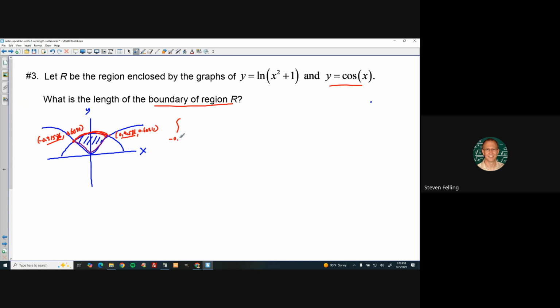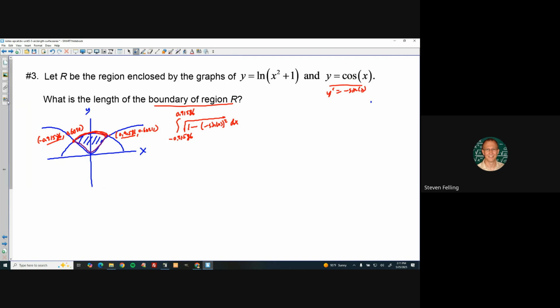Negative 0.91586 to positive 0.91586. And then we will take the square root of 1 plus the derivative squared. So the derivative here would be negative sine of x. So I'll plug in negative sine of x, and then that is squared dx. That would give me the length there.